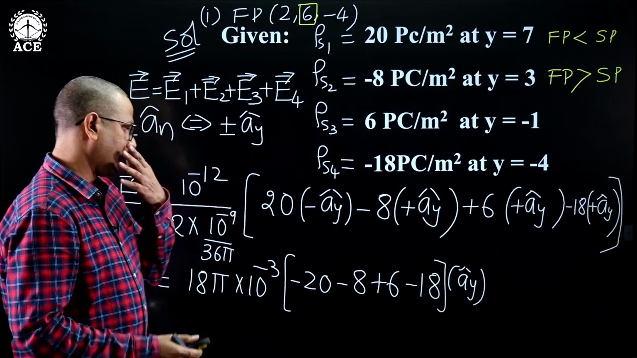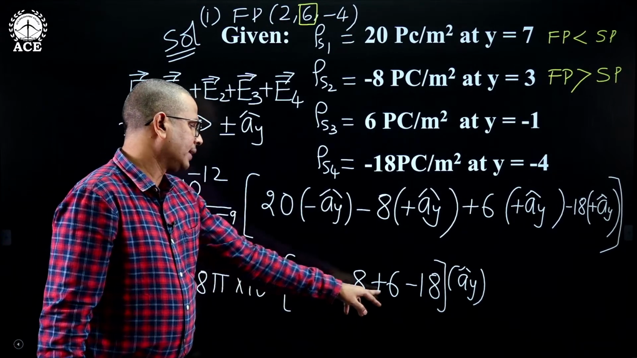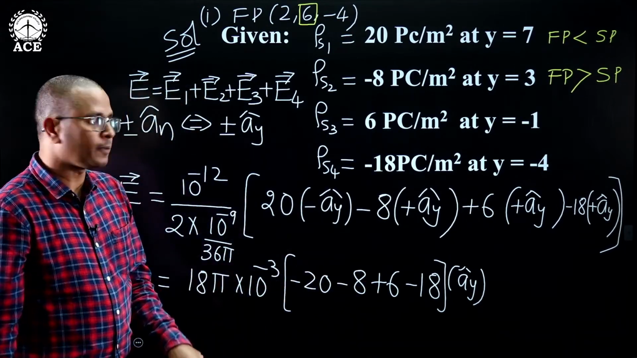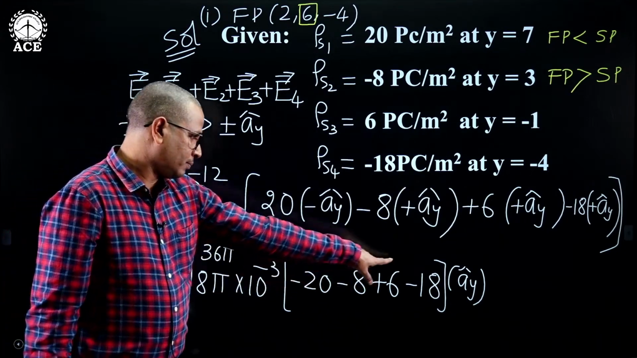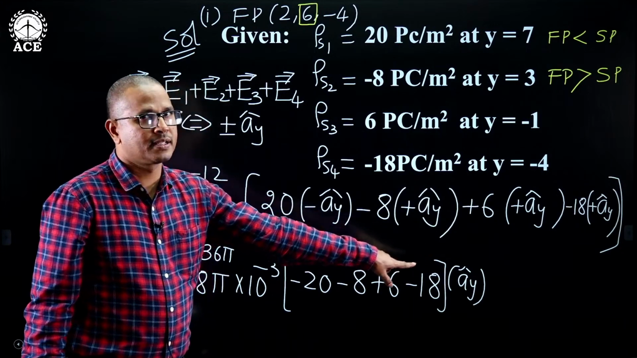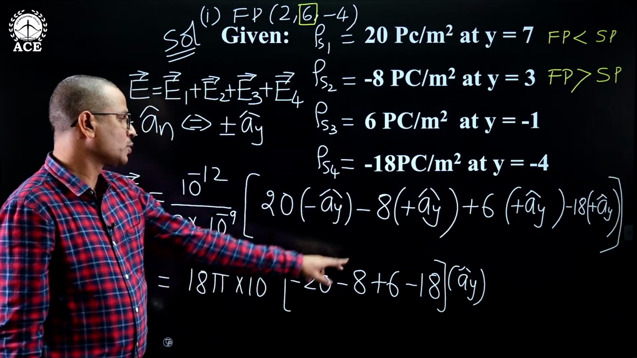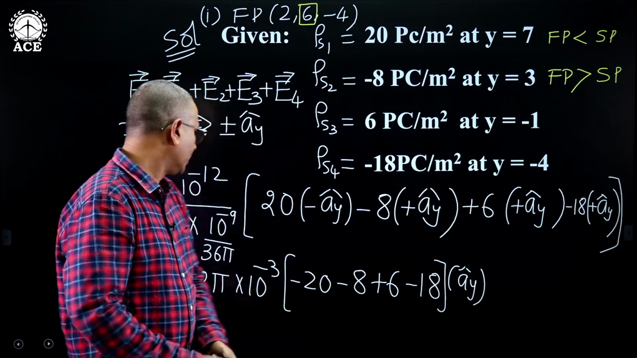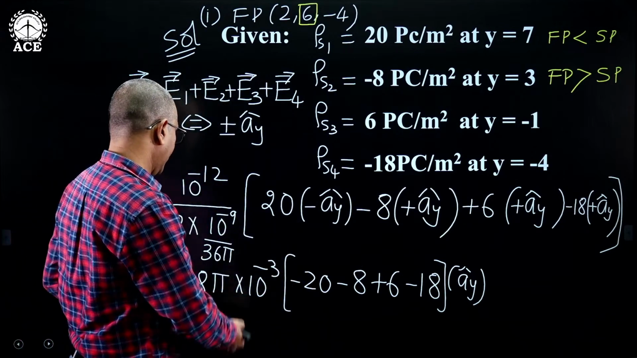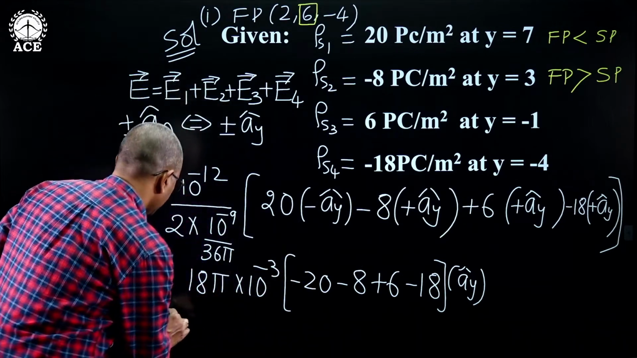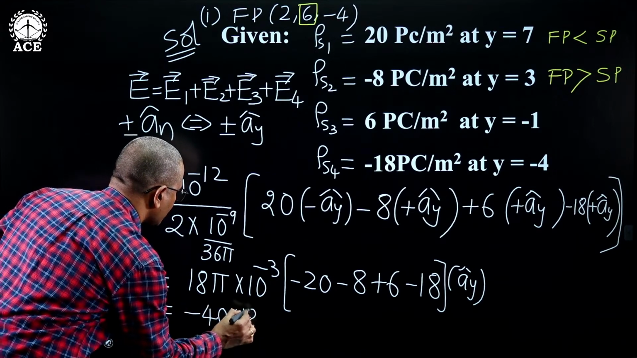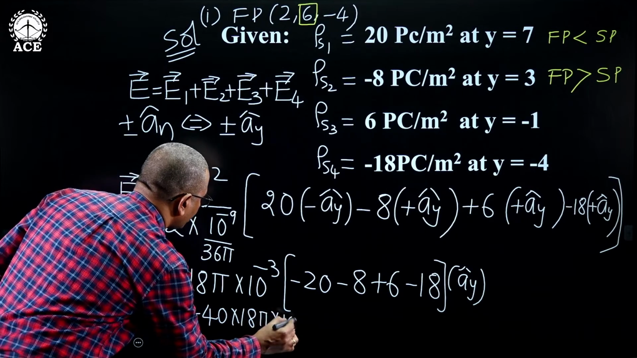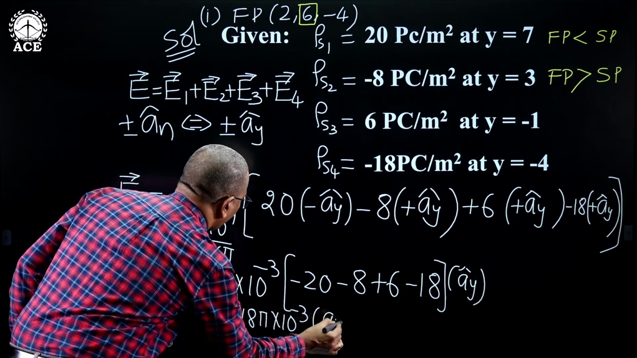Now you just have a simplification here. Minus 8 plus 6, it is minus 2. Minus 20, minus 2, it is minus 22. Minus 22, minus 18, minus 40, I think. 22 plus 8, it is 30, then 40. So it is around 40 into, you will be getting minus 40 multiplied with 18 pi 10 to the power of minus 3 AY cap.